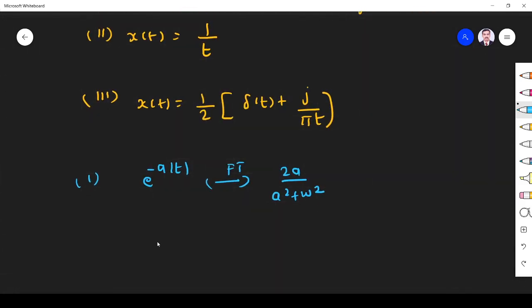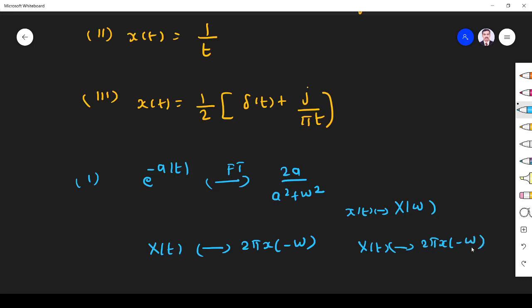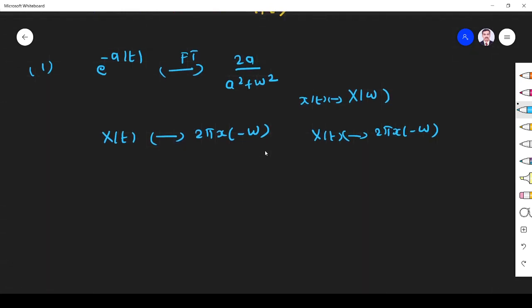As per the duality property, capital X of t has a Fourier transform of 2 pi into small x of minus omega. What is the meaning? If you know the Fourier transform of some signal x of t is X of omega, you can find the Fourier transform of capital X of t, that is, omega replaced by t, given by 2 pi into x of minus omega, right? So let me first solve the problem, then you will understand it simply.